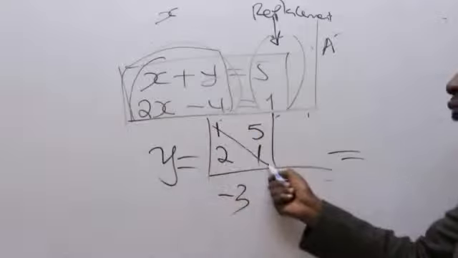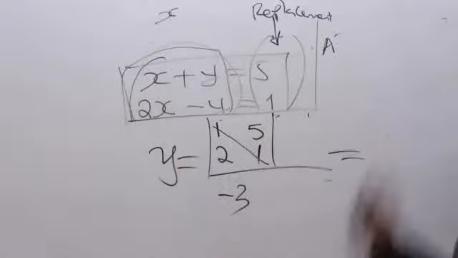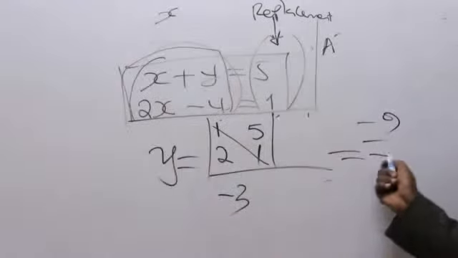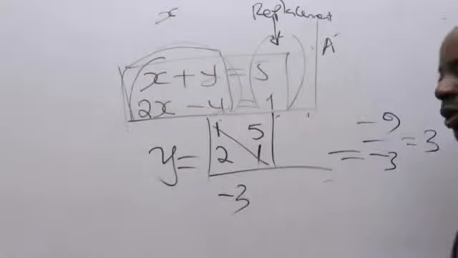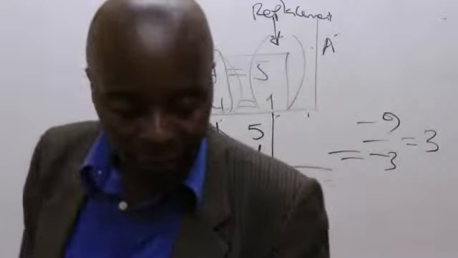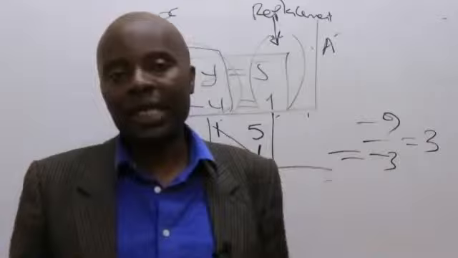We need to come here and ascertain the determinant of the new matrix. So 1 times 1 gives me 1, minus 10 gives me minus 9. And then minus 9 divided by minus 3 will be equal to 3. Now, ladies and gentlemen, I would want you, number 1, if you have not understood, please to ask a question. You can even tell me to repeat the entire thing.